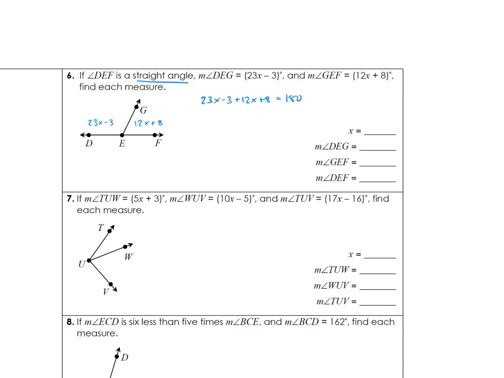And so because we know our vocab, we get to set up the problem, and now we can solve from here. When we solve, we learn that x is equal to 5, and then when we plug in, we get that the measure of angle DEG is 112, the measure of angle GEF is 68, and then when you add those two measures together, you of course get the 180 that we knew from the beginning.